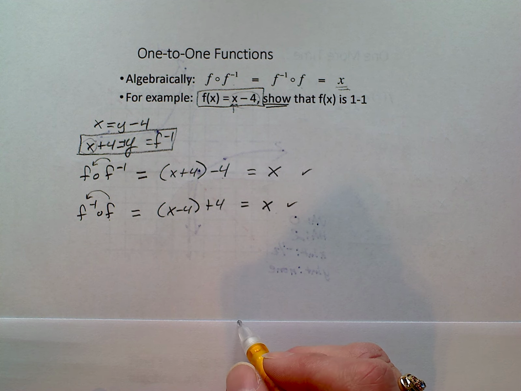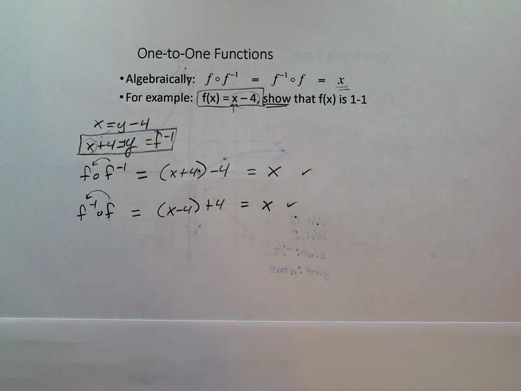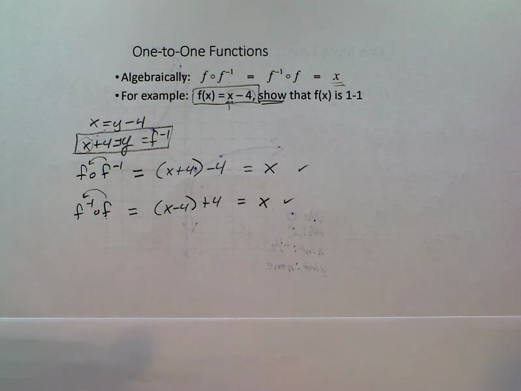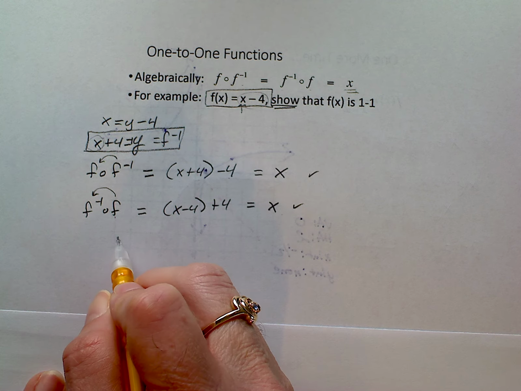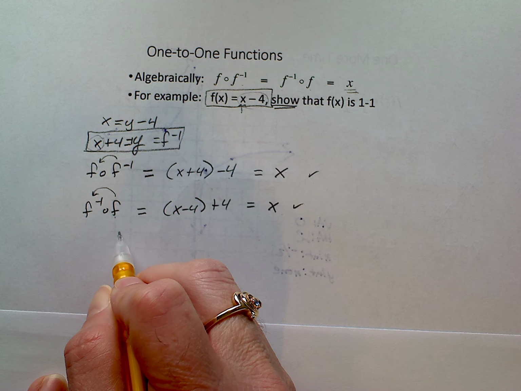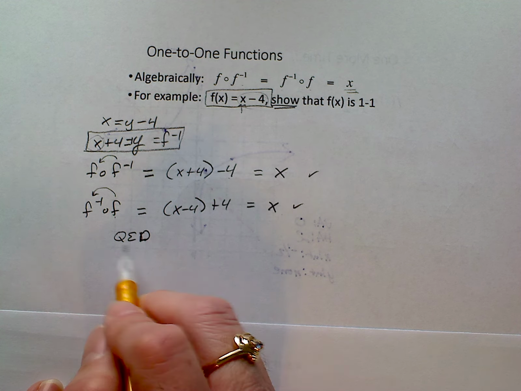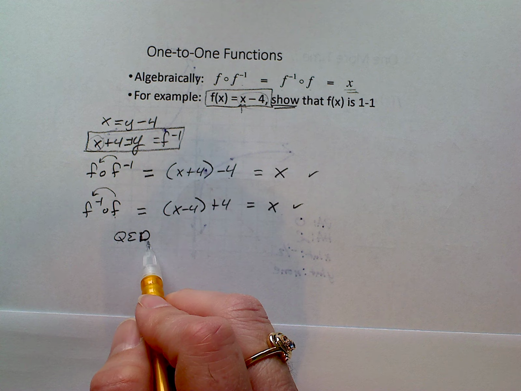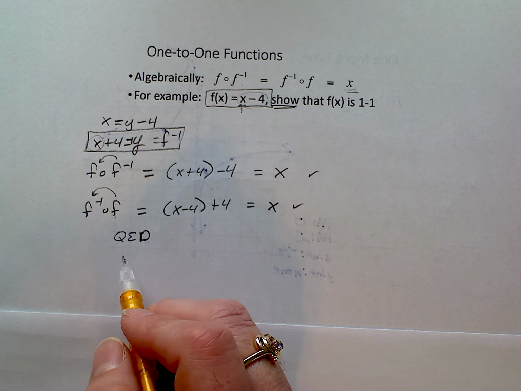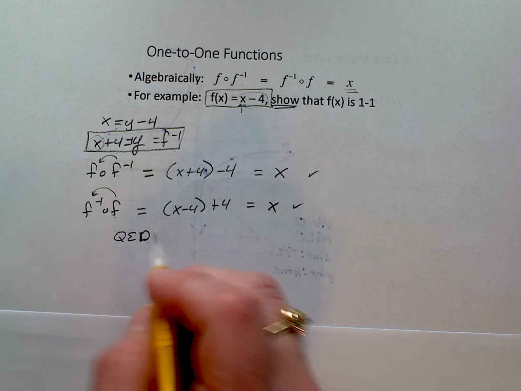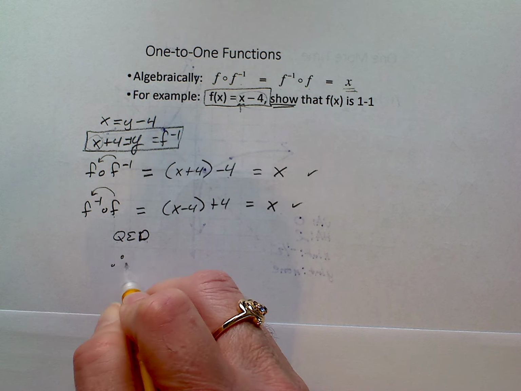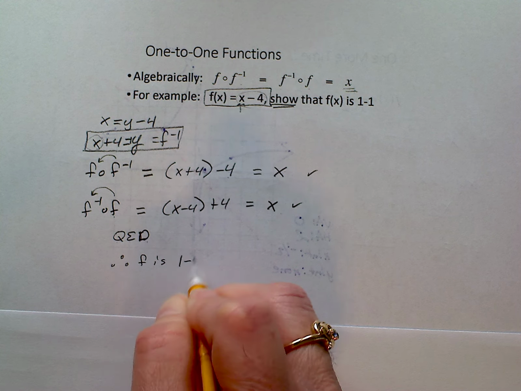Y equals x. Okay? So in math, when we're doing proofs, and this is for those of you who get to go on in math and might have to see some other goodness, what we would say is, you could say QED, which is a Latin term that just means that it has been proven. Or you could say, therefore f is 1 to 1.